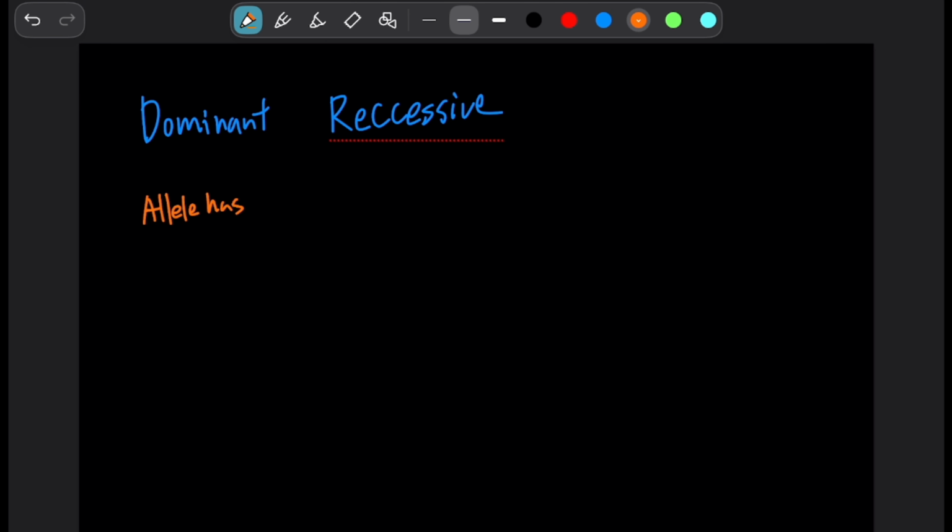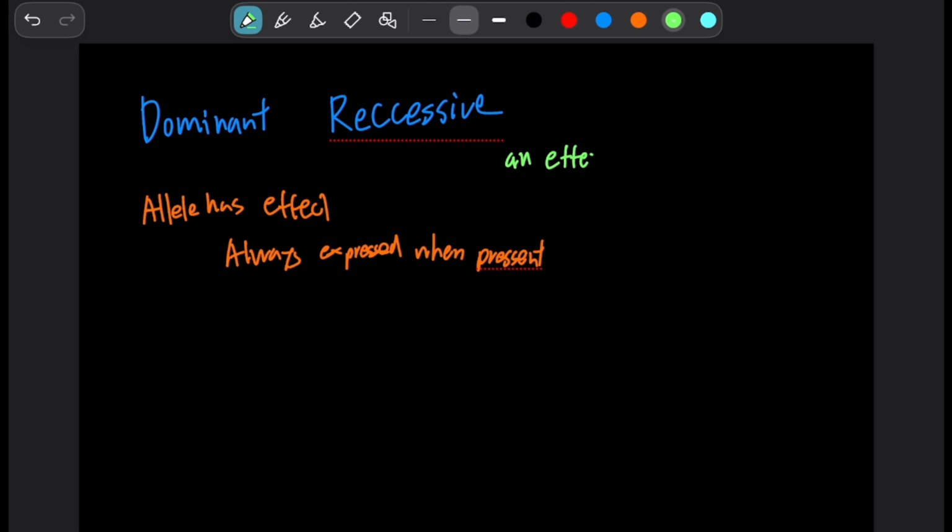For example, the color, or if it has fur, maybe other traits. The allele has an effect and it is always expressed when it is present. Now, recessive is more special. It doesn't have an effect if there's a dominant one, but if both are recessive, then it will. So it only has an effect on the phenotype, which is the trait it displays. Just good to say it again: only when there are no dominant ones.